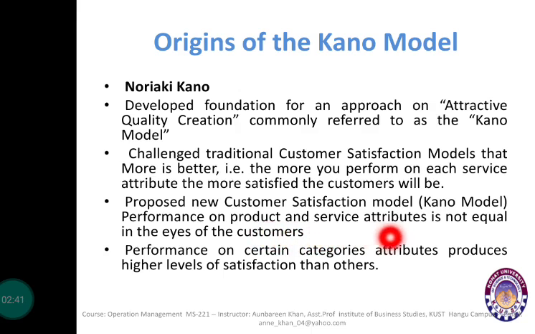Performance on a product and service attribute is not equal in the eyes of the customer. In the Kano model, performance on certain categories of attributes produces a higher level of satisfaction than others. Basically, the Kano model provides insight into the attributes that are perceived to be important to the customer. The model employs three definitions of quality: basic design, performance of the product and service design, and excitement of the product and service design.